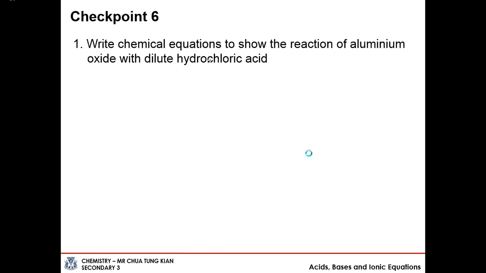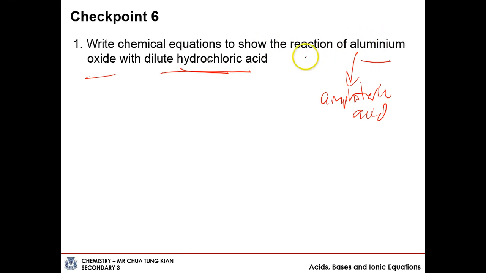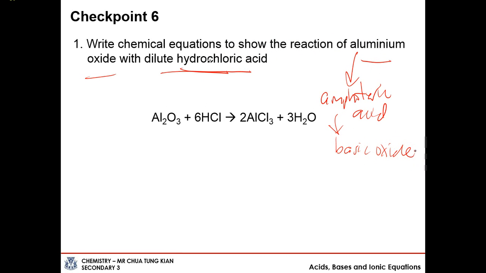Alright, for checkpoint 6, the first one is a very simple equation: aluminum oxide with dilute hydrochloric acid. So aluminum oxide, if you recall, is an amphoteric oxide. Because this is an acid, it will now behave like a basic oxide. And this is the chemical equation. So acid here, and this is the amphoteric oxide, which now behaves like a basic oxide.